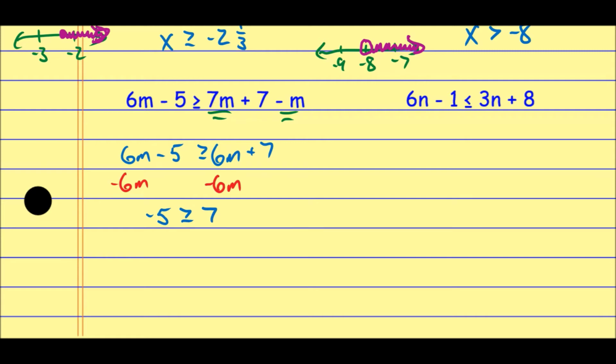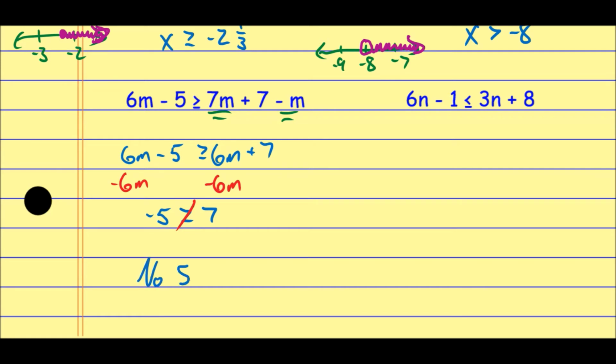And so now I have to look at this. This is a weird situation. It says negative 5 is greater than or equal to 7. Well, is that true? Is negative 5 bigger than or equal to 7? Hopefully you're looking at that saying, well, no, negative 5 is not bigger than or equal to 7. That's not true. So I put a little slash through it. I say that's not true, which means this is impossible. We say no solution for this one.